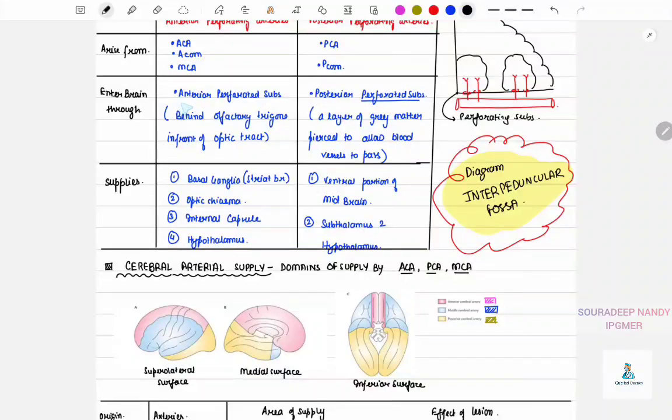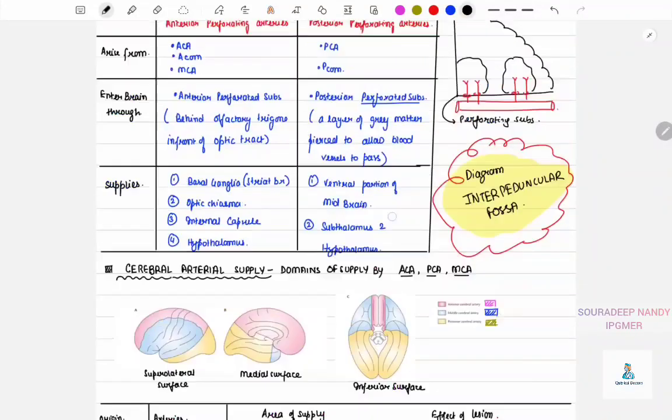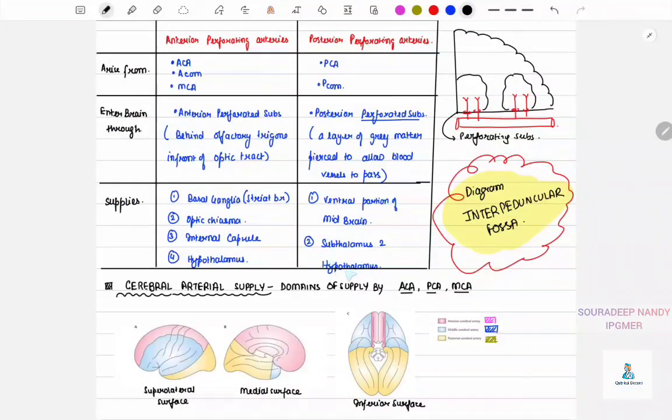The anterior perforating artery enters the brain through the anterior perforated substance, which lies behind the olfactory trigone and in front of the optic tract. You can see the diagram in the interpeduncular fossa; it is discussed there. The posterior perforating arteries enter the brain through the posterior perforated substance. The anterior perforating artery supplies the basal ganglia, optic chiasma, internal capsule, and the hypothalamus, and the posterior perforating artery supplies the ventral portion of the midbrain, subthalamus, and hypothalamus.